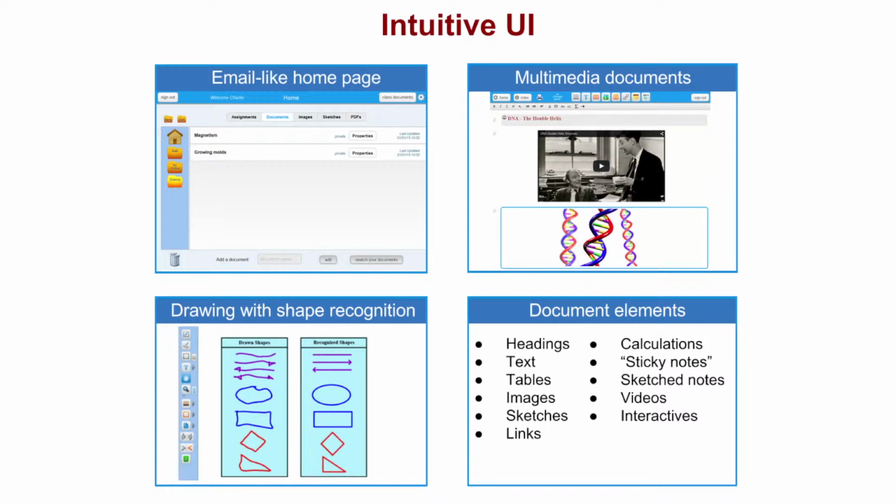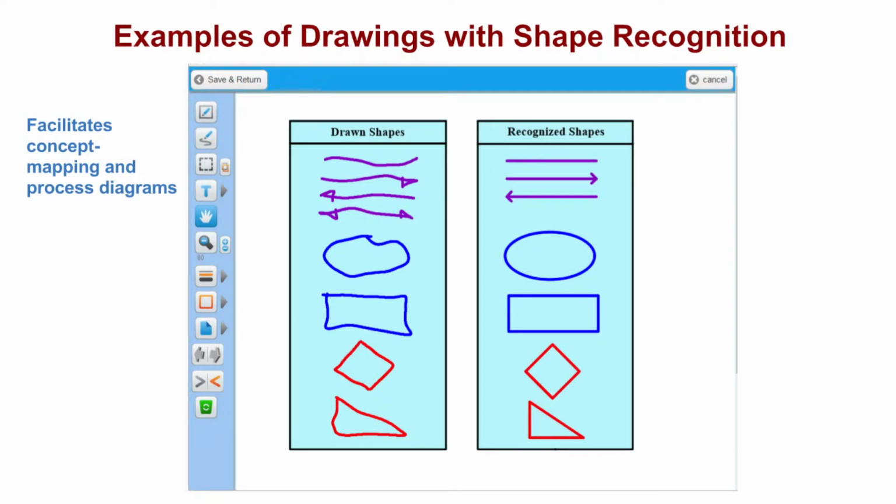ClassJournals also has an integrated sketch tool with features that can be helpful across the curriculum. Unique to our application is a shape recognition capability that will detect hand-drawn lines with or without arrowheads, ellipses including circles, rectangles, diamonds, and triangles. Here are two columns of shapes, the left column containing shapes as drawn, and the right containing shapes as recognized and replaced by the shape recognition tool.